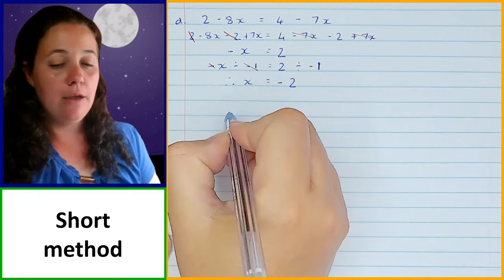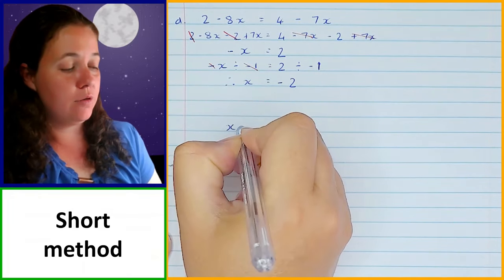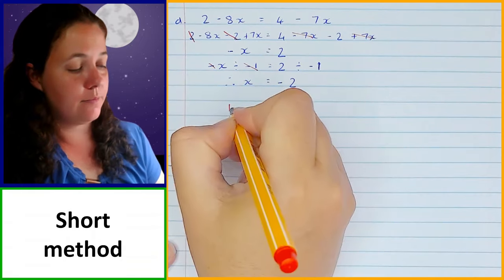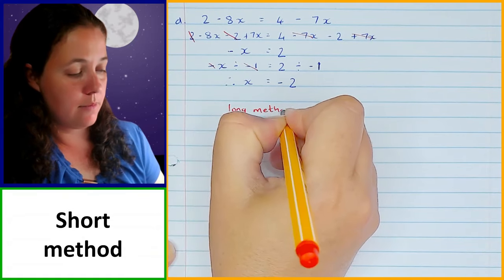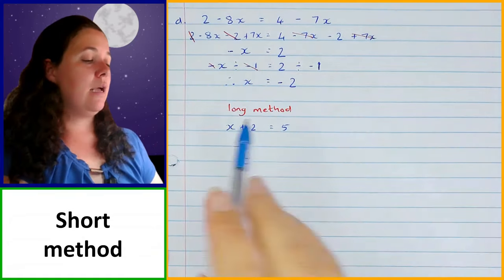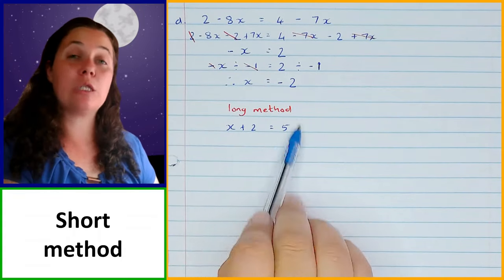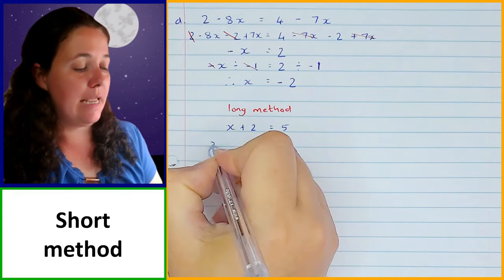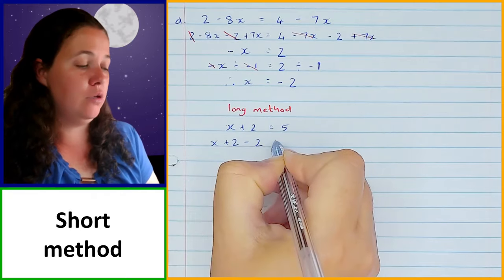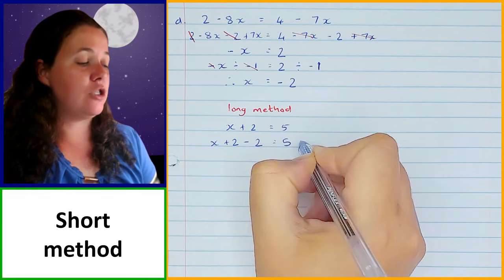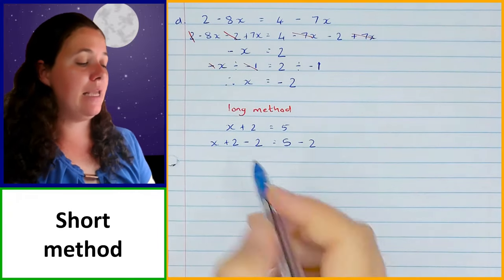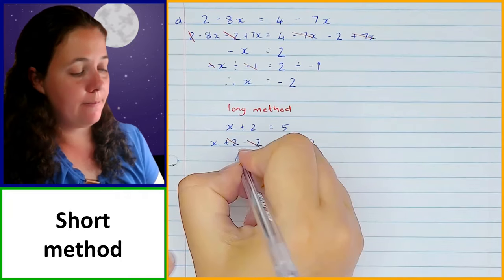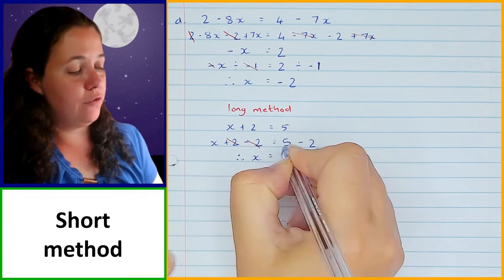Okay, so the long method, first of all, the example we're going to be doing is x plus 2 equal to 5. Now over here I'm doing the long method. When we are solving this, we want to get rid of that 2, just like we've been doing up until this point. So I'm going to say x plus 2, I'm going to subtract 2 equals 5, and then I'm going to subtract 2 again. Okay, and then these cancel over here, and that gives me x equal to 5 minus 2, which is 3.